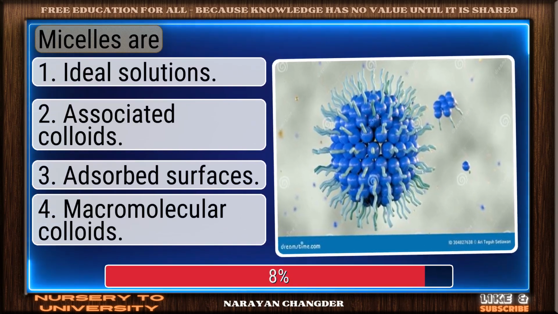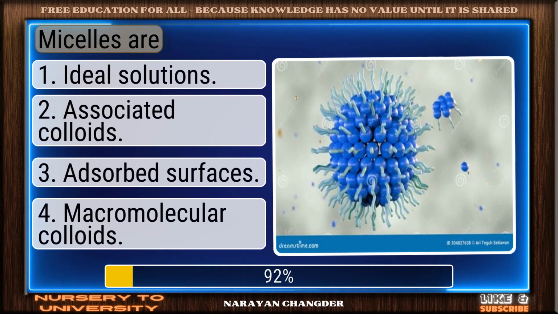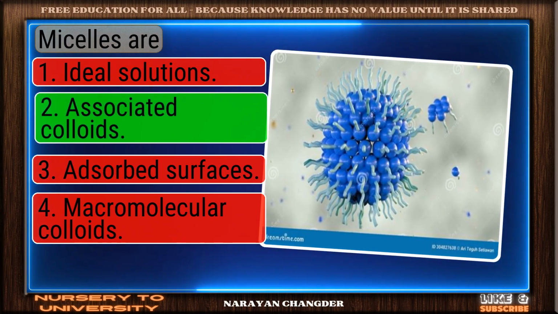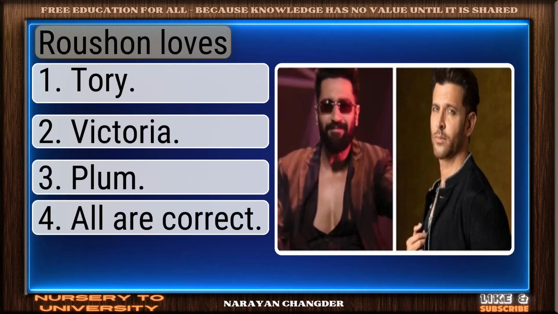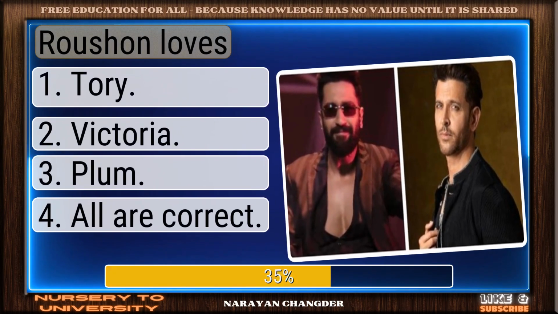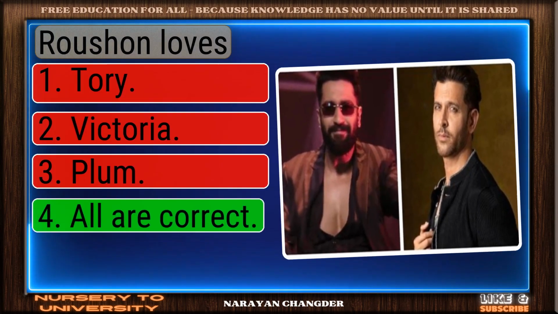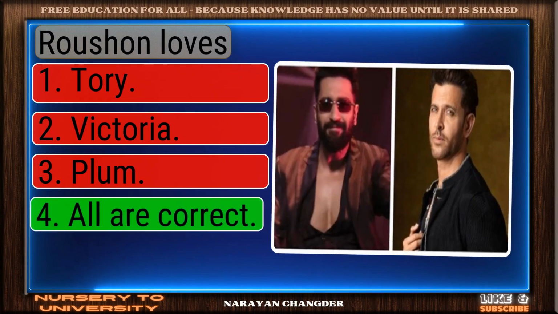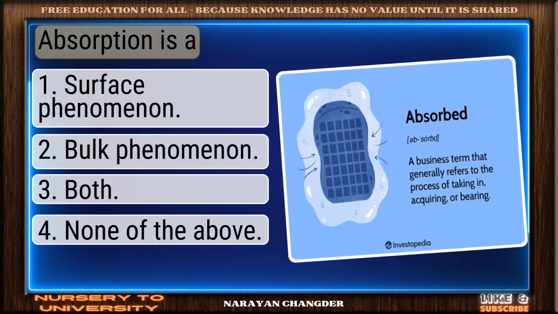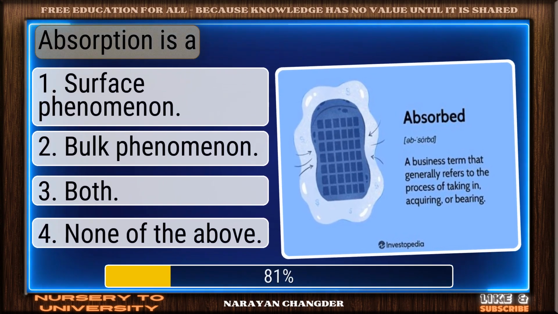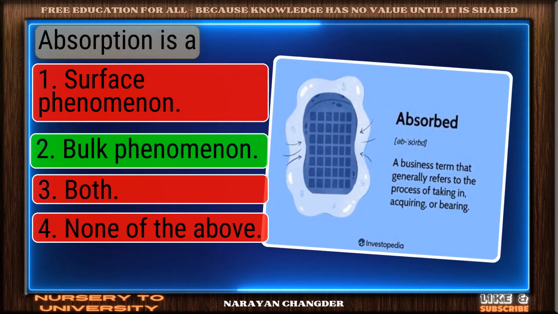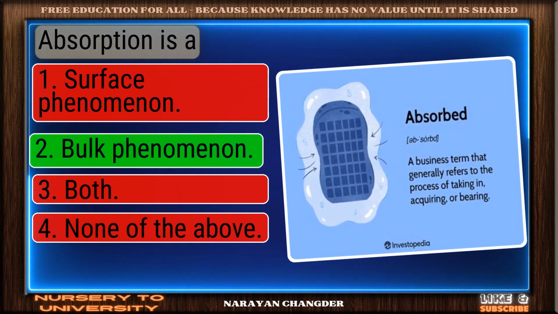My cells are? Excellent choice. Associated colloids is the right answer. Strong choice. All are correct is the right answer. Absorption is a nice selection. Bulk phenomenon is the correct and valid answer.